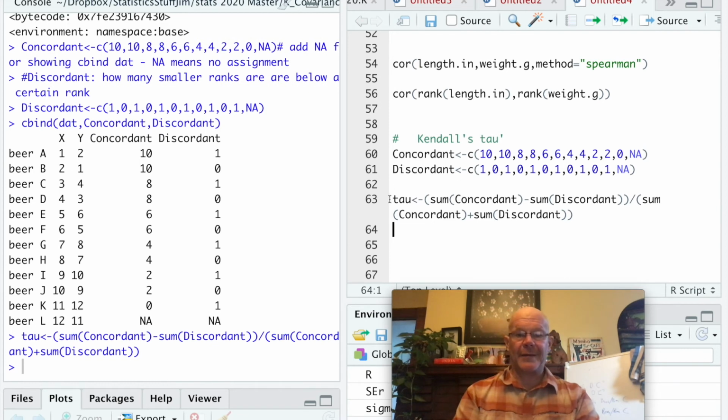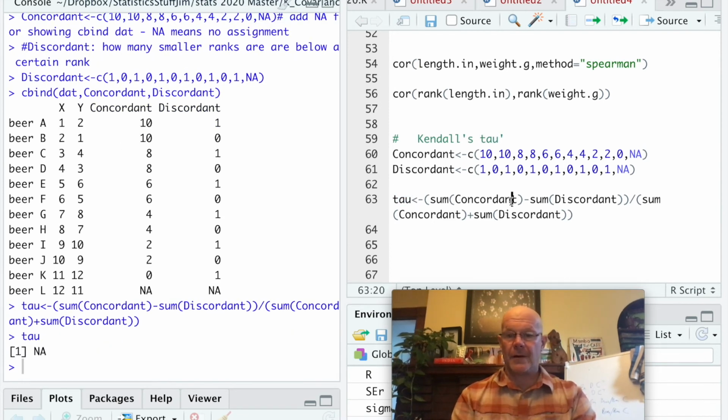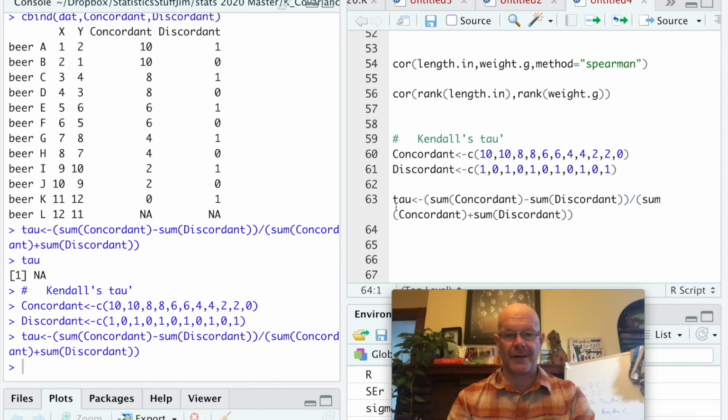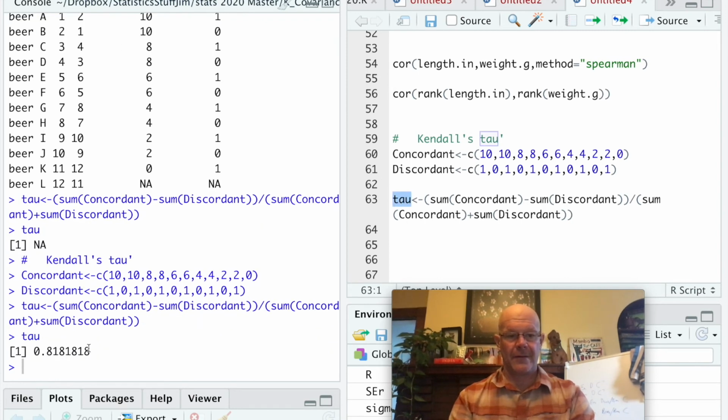So that should give me my tau. Oh wait, I've got to get rid of those NAs. Messing with myself. That was just for graphical purposes, Jim. Okay, so now I have a tau. That is my estimate of tau.